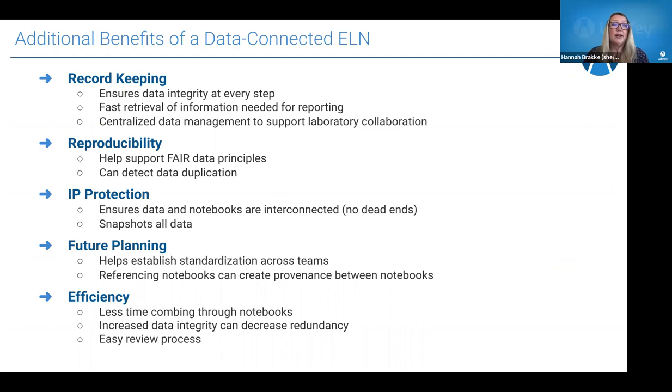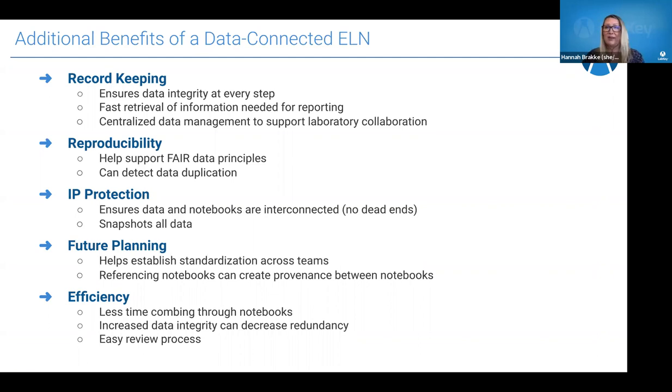And then the last of these that we haven't talked about yet, but is very important to all of us, is efficiency in the lab, right? Like making sure that I'm not spending hours combing through notebooks, trying to find this one piece of data or verify that a sample had been contaminated or whatever it was. Also making sure that data integrity component is saving me time. So if I mistype something, the system's going to tell me, hey, are you sure you meant 150%? That seems really weird. And so it can decrease redundancy later if the data is much cleaner.